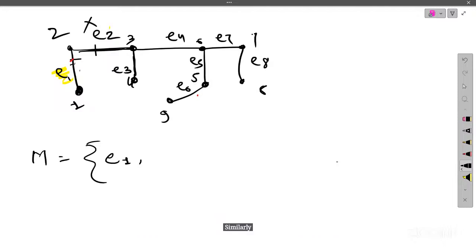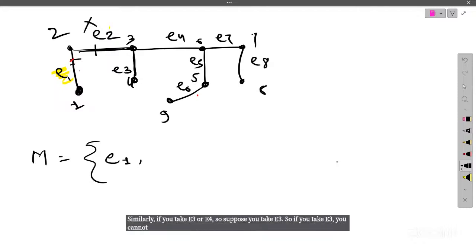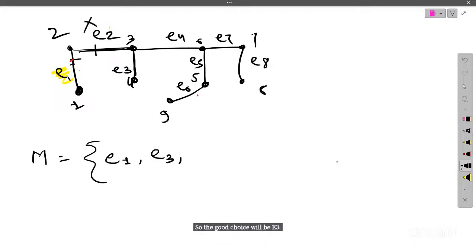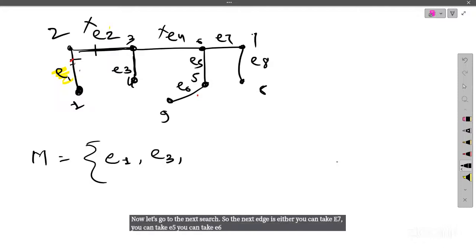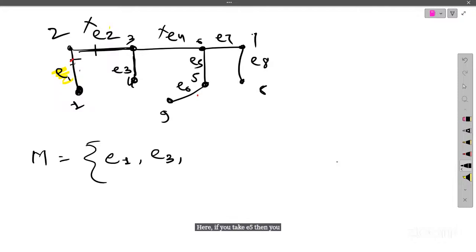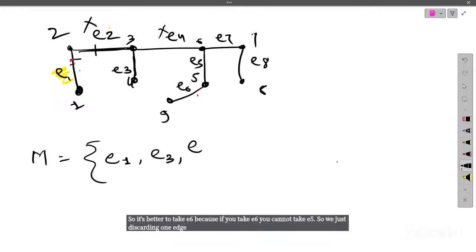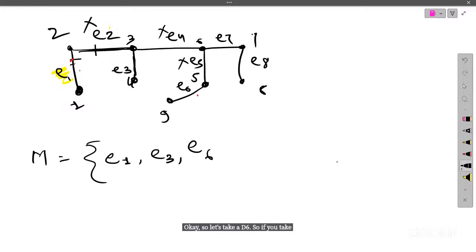Similarly, suppose you take E3. If you take E3, you cannot take E4. But if you take E4, you cannot take E3, you cannot take E7, and you cannot take E5. So the good choice will be E3. Now let's go to the next edge. You can take E7, E5, or E6. If you take E5, then you cannot take E6 and E7. So it's better to take E6, because if you take E6, you cannot take only E5. So we are just discarding one edge. Okay, so let's take E6.